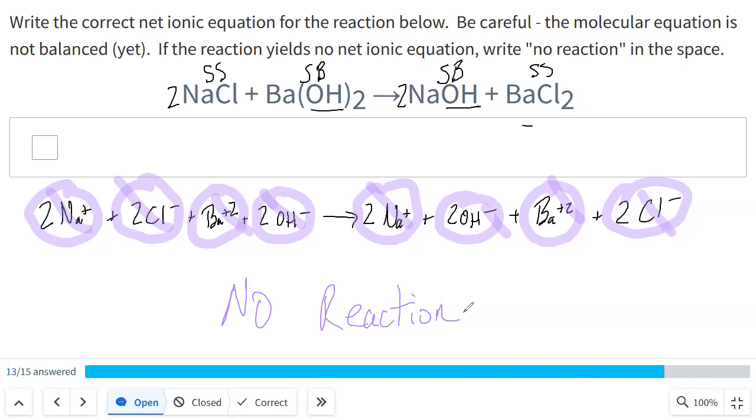There's no reaction here. Nothing changed. If nothing changes, then we have no reaction. So one of the places where you can make mistakes in net ionic equations is assuming that a reaction has to occur because you've been given a chemical equation for it. The whole point of net ionic equations is to prove that reactions are actually taking place.